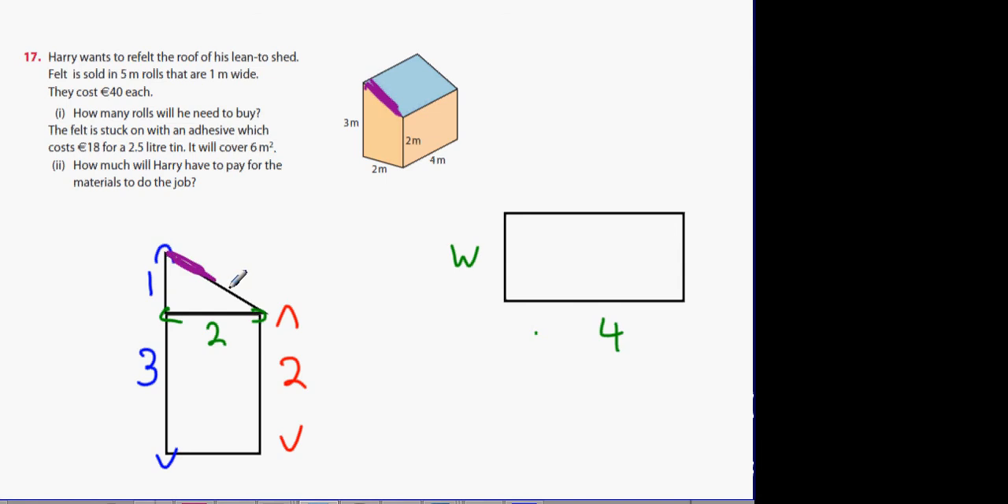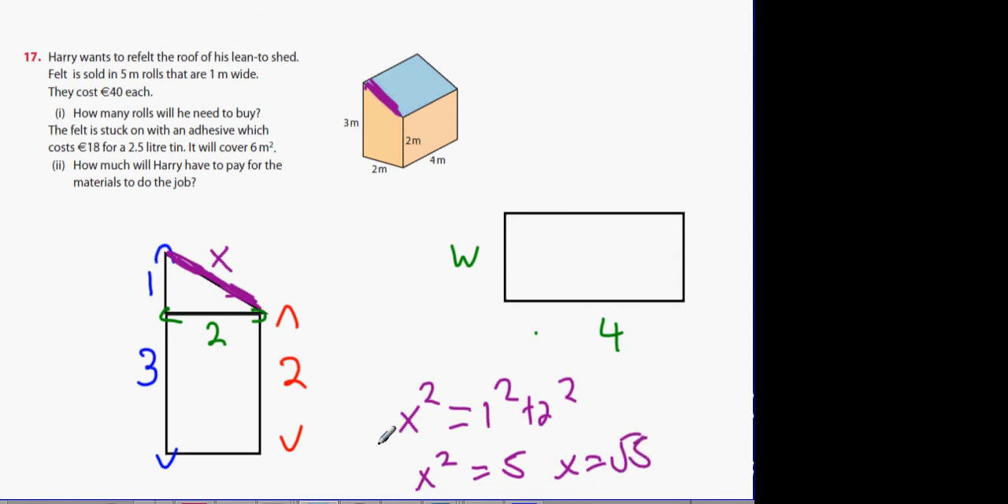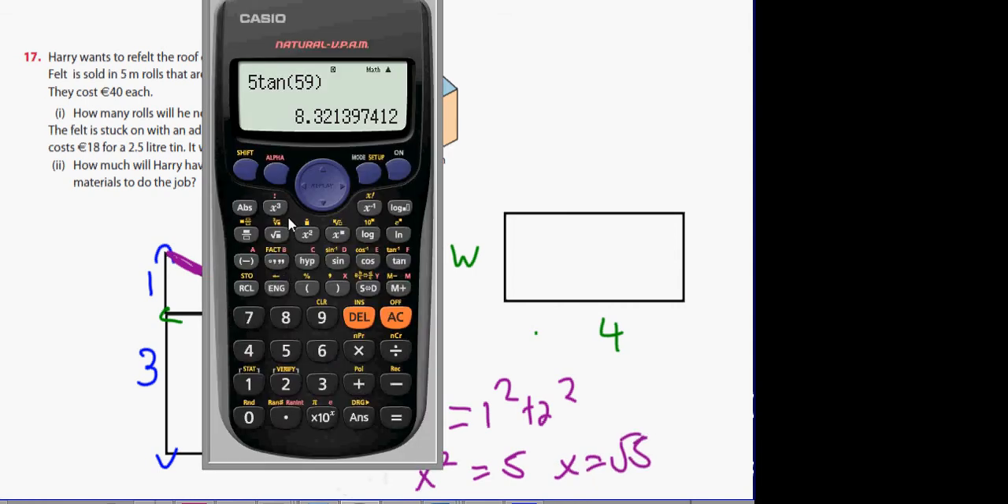And how would you say I can go about doing that? Anybody know? Call it x. Pythagoras' theorem. x squared equals 1 squared plus 2 squared. x squared equals 5. x therefore is root 5. What's root 5 in the calculator? 2.236.